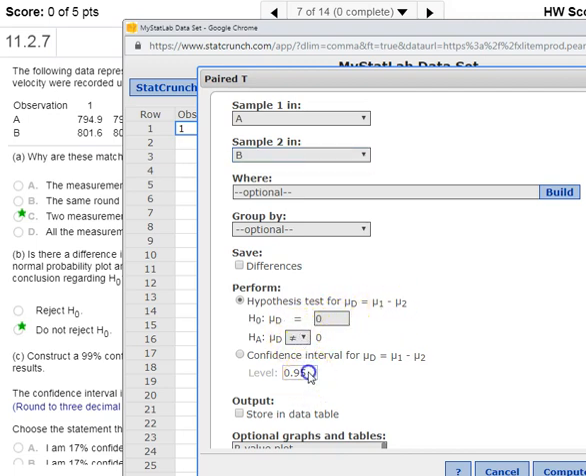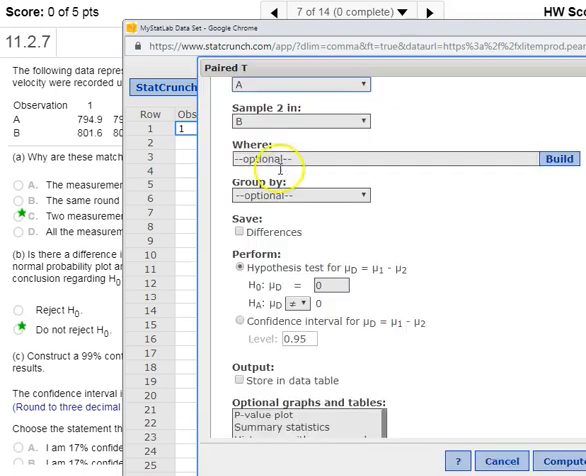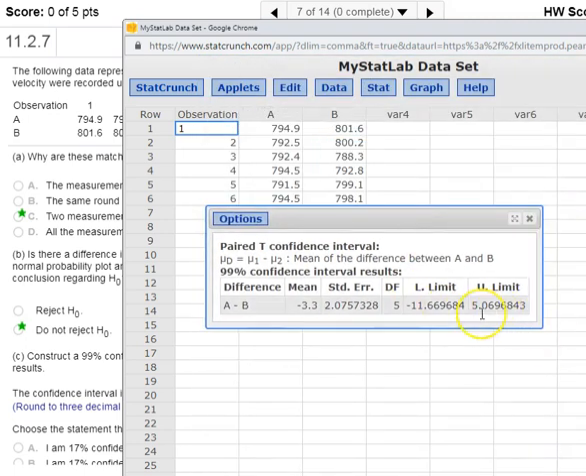Our alternative is that there is a difference, and we use an alpha of 0.01, and we get a p-value back that is much larger than 0.01. And anytime your p-value is larger than your alpha, you do not reject your null hypothesis. And then I want to also do a confidence interval. So if I go to confidence interval at 99% confidence, I'll get the lower and upper bounds of our confidence interval for the difference between the means.